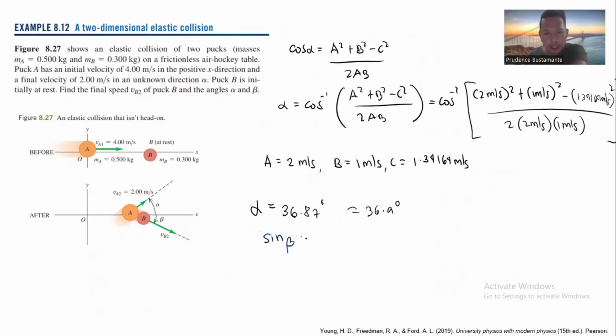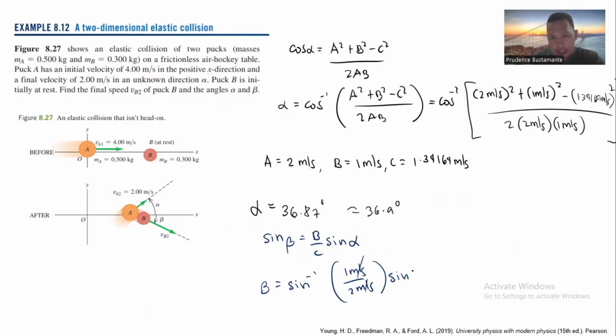Sine of beta is equal to B over C sine of alpha. Since we know alpha, beta is equal to sine inverse of B over C times sine of alpha. What is B over C? B is just equal to 1 over 2 meters per second. Cancel, cancel. We have 1 sine of 36.9.